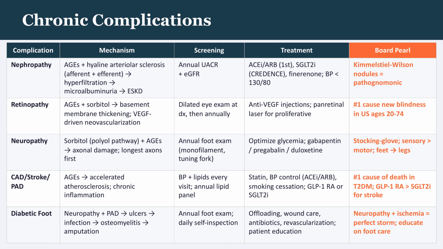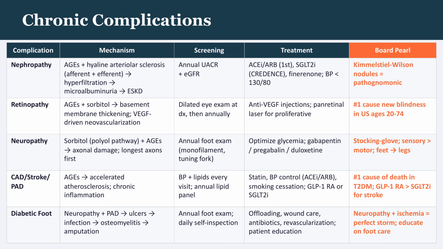Macrovascular disease, coronary artery disease, stroke, and peripheral arterial disease, is the number one cause of death in T2DM. The prevention strategy is aggressive risk factor modification: statins, blood pressure control with an ACEI or ARB, smoking cessation, and the cardiorenal drugs we covered.